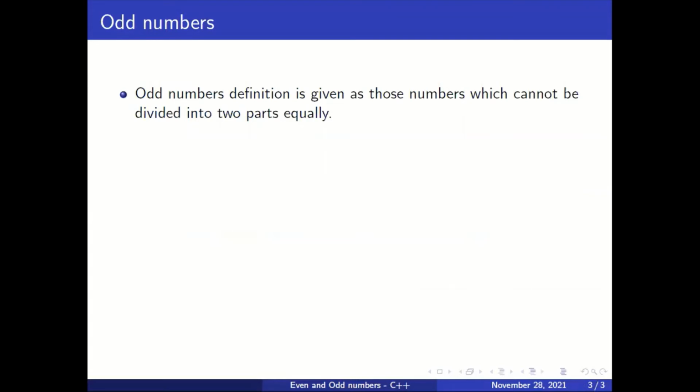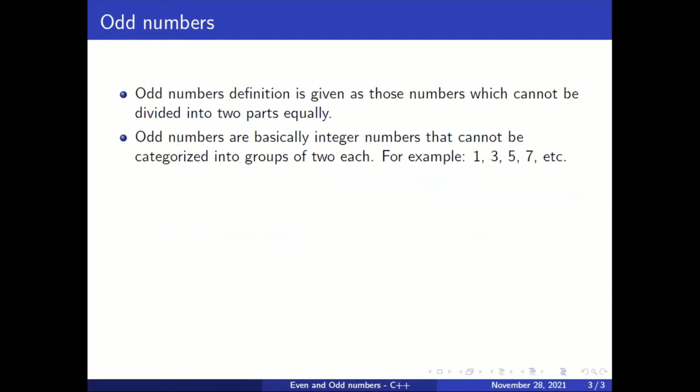So let us see the other side of the coin, that is the odd numbers. Odd numbers, by definition, are those numbers which cannot be divided into two parts equally. Odd numbers are basically integer numbers. So of course we expect our numbers to be integers, whole numbers, for us to say whether the given number is odd or even. But this group of integers cannot be categorized into groups of 2 each. For example, if I take 1 modulus 2, the remainder is 1, so that means the given number is an odd number.